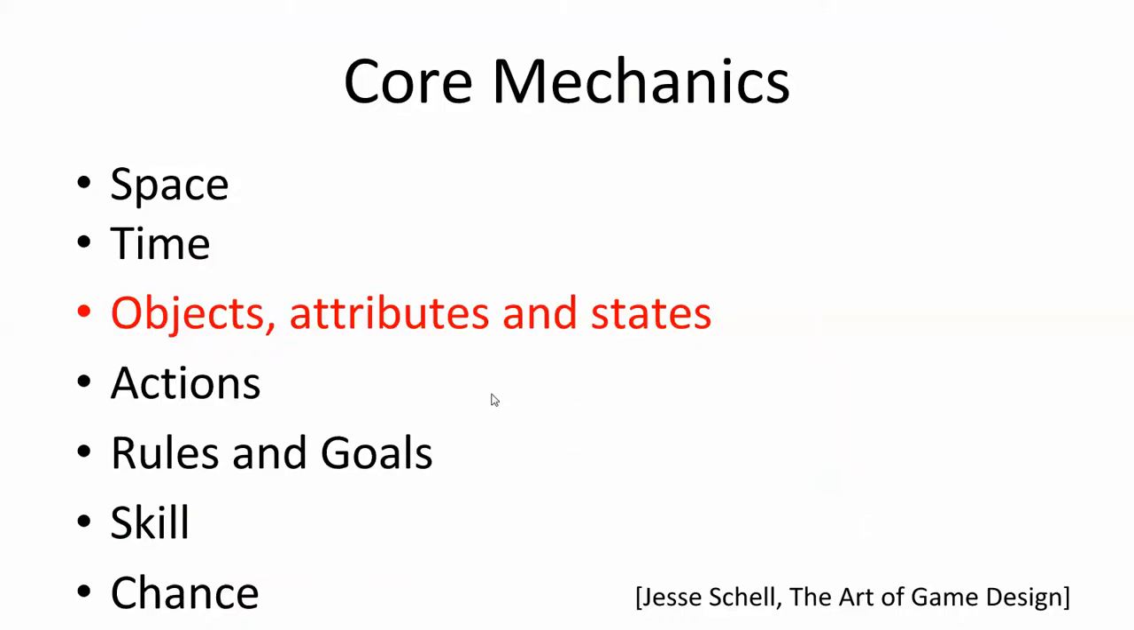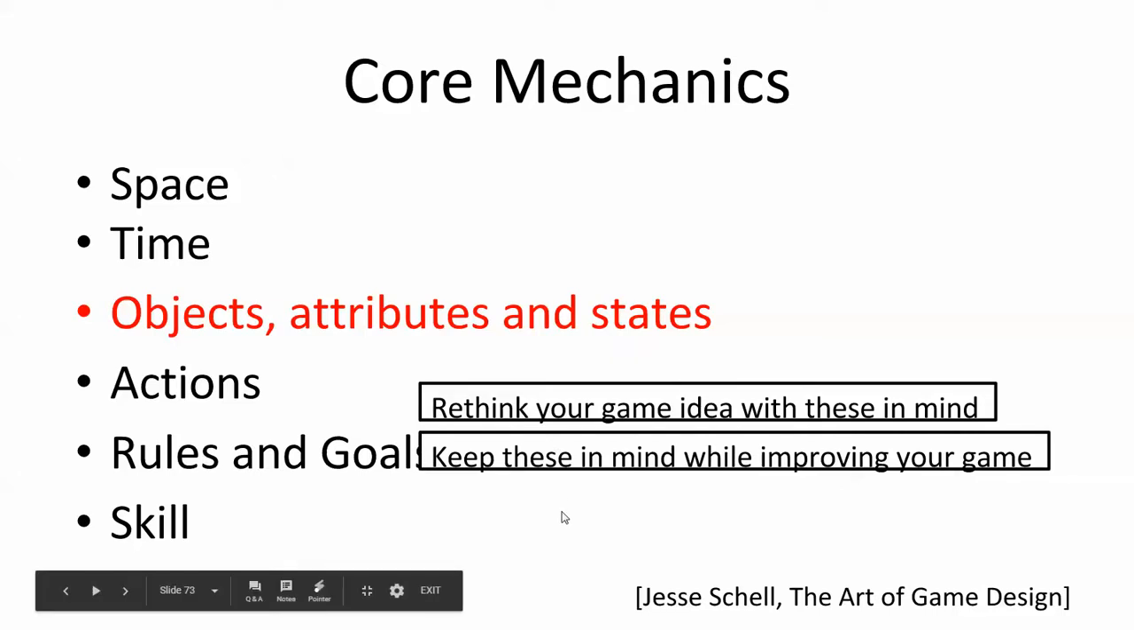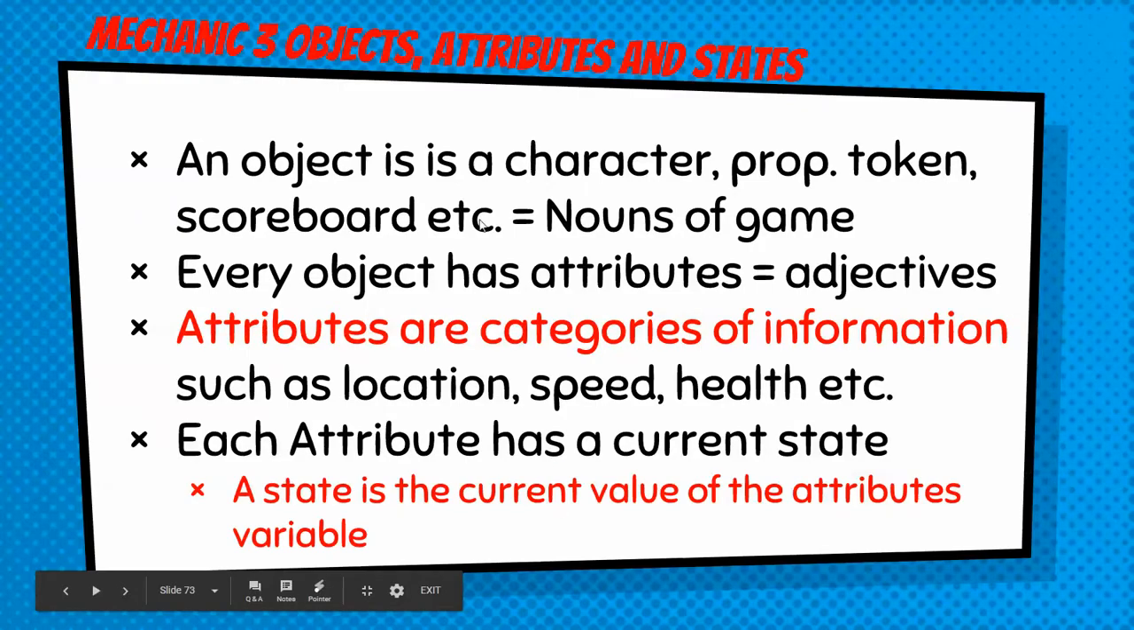Alright, the next core mechanic is objects, attributes, and states. The object is like the noun: it's the character, a prop, a token, a scoreboard, whatever. And the attributes are like the adjectives, the categories of information. Make sure you're writing this down. Each attribute has a current state. The state is the current value of the attribute.